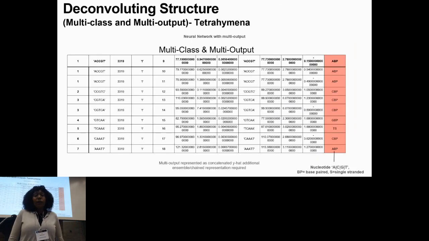We extended the multi-class method for a multi-output by adding notation for the underlying structure, base paired or single-stranded, using the signal analysis features. So we also looked at, is it base paired or is it single-stranded? Because something else we wanted to look at was, can we detect more than just, is there a modification, but the underlying structure? Is there some correlation between the signal and dwell time and the underlying structure of the RNA?